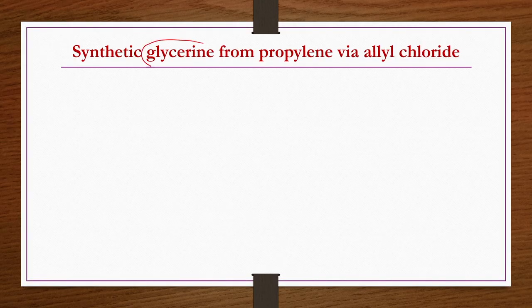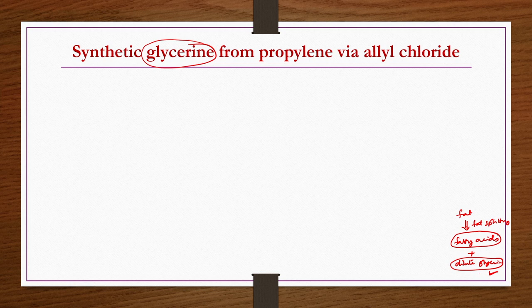Synthetic glycerin from propylene via allyl chloride. So, glycerin or glycerol production we are discussing now. Actually, we have seen in the natural product industries that we took the fat and did the fat splitting reaction using high temperature, high pressure water, so that you get fatty acids and then dilute glycerin, right? So, this is what we discussed in the oils and fats industries, followed by the soaps and detergents industries. These fatty acids you can purify and get as a product or further utilize to produce soaps. This dilute glycerin you can purify and then get pure natural glycerol.